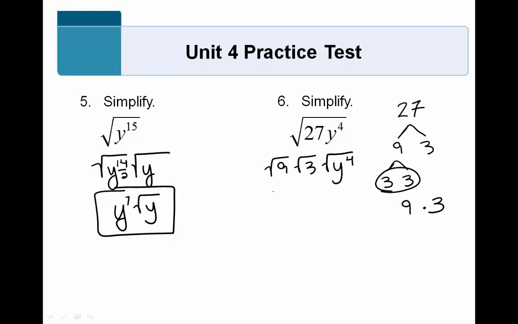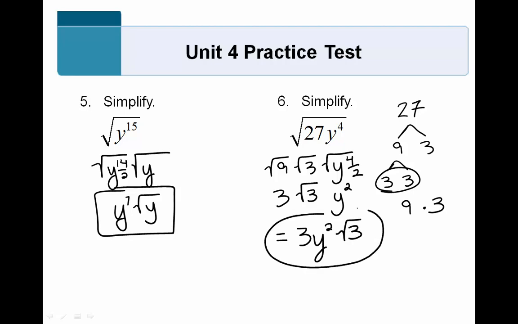The square root of 9 is 3. Radical 3 is irrational, so it's going to stay underneath the radical sign. The square root of y to the 4th is y squared. Remove the radical. The 3 and the y squared I will move up front, and radical 3 we can leave under the radical sign. 3y squared times the square root of 3.